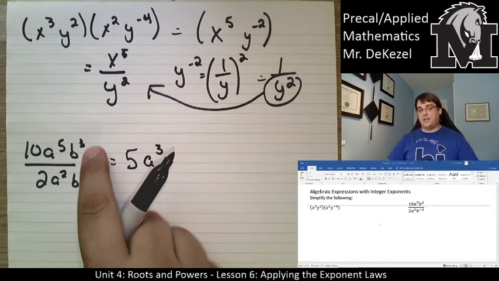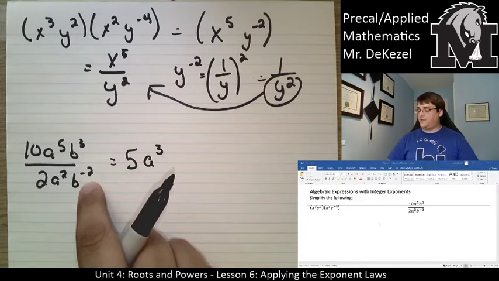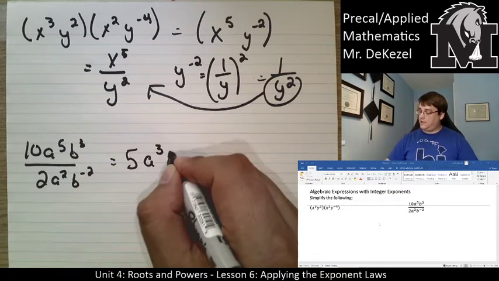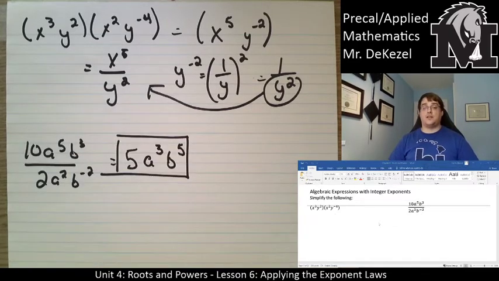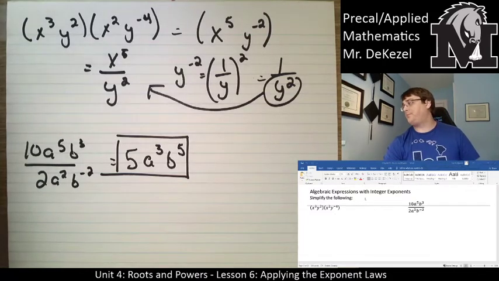And then 3 subtract a negative 2 is 5. We're left with b to the power of 5. All of that is positive. Everything is good with that one. We are done with that question.